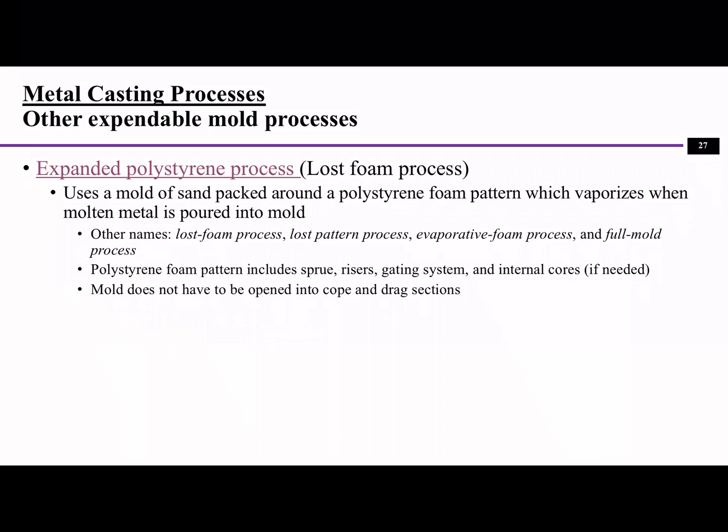Another expendable mold process is the expanded polystyrene process. A more common name is the lost foam process. Lost foam process means we are using foam to create the pattern or the shape, and when we are pouring the melted metal, the melted metal evaporates the foam and then creates that product shape. So that's why it's called the lost foam process.